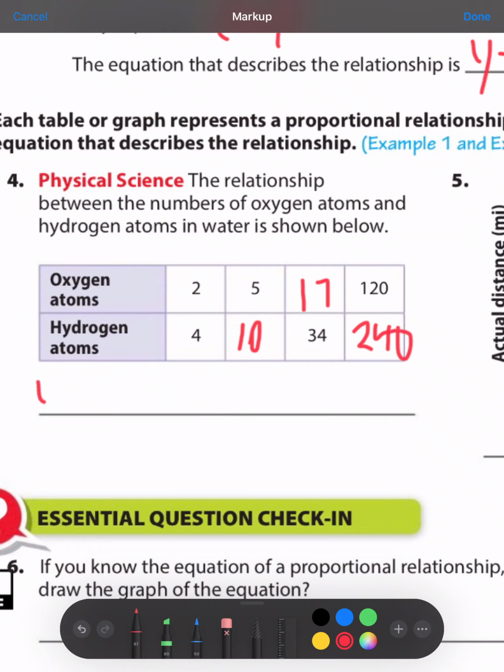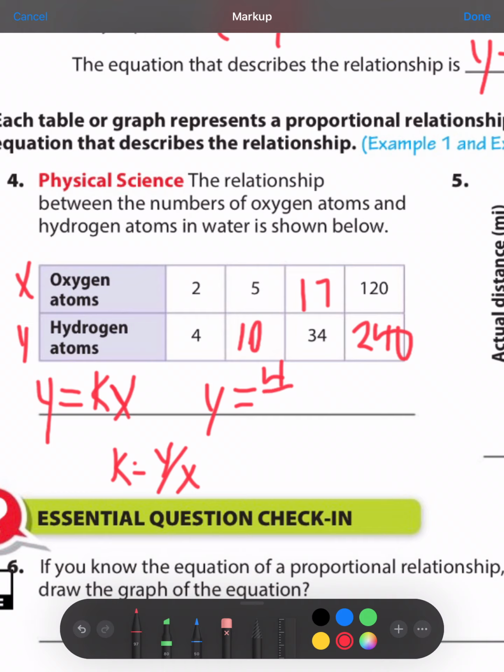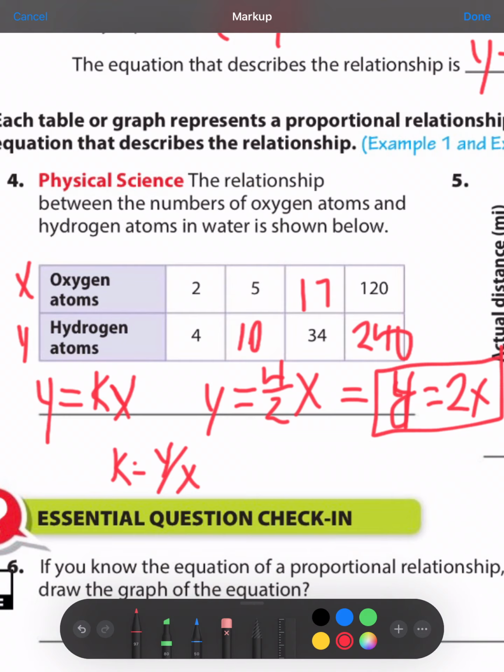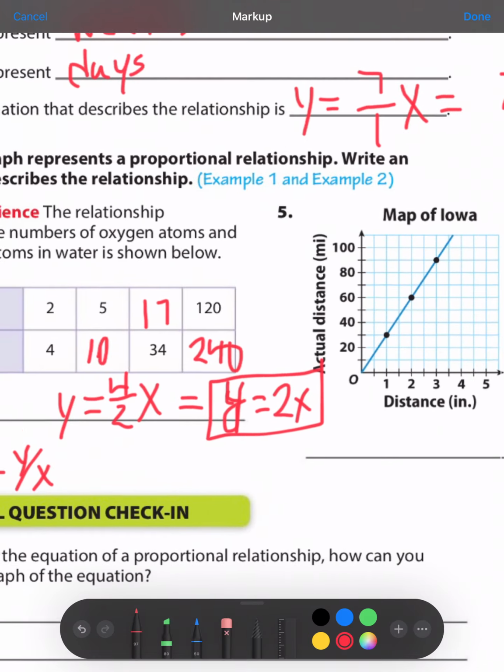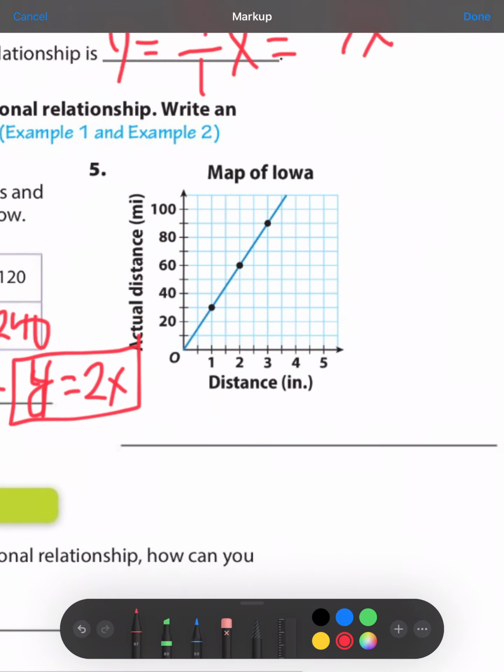So remember, our formula is y equals kx. k is y over x. And oxygen's x, hydrogen's y. So we're going to take our k. k is y, so it's going to be 4 over our x, which is 2. And if we do 4 divided by 2, that's going to give us 2x as our final equation. Alright, looking at our next one.